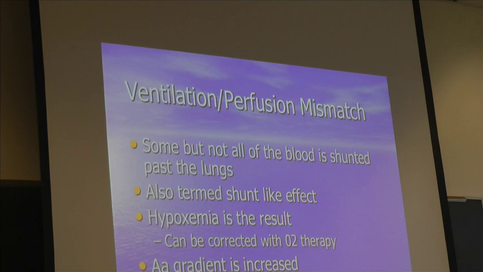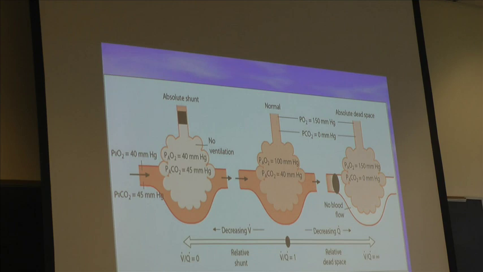All right, here's a picture. In the middle, it shows an alveolus. And the alveolus is getting air. So we see that the pressure of alveolar oxygen is 100 millimeters of mercury. The pressure of alveolar carbon dioxide, 40 millimeters of mercury. We've got good blood flowing past it.